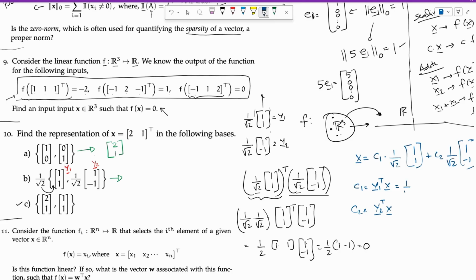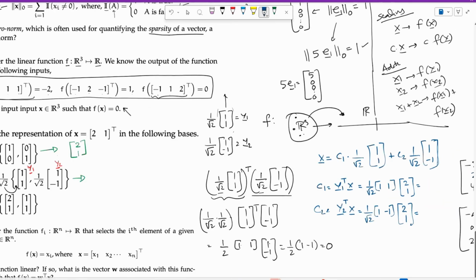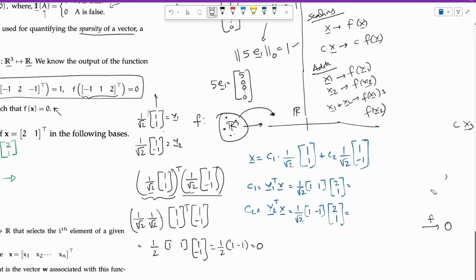Y1 transpose will simply be 1 by root 2, (1, 1), multiplied by your original vector (2, 1). That will be 3 by root 2: 1 into 2 plus 1 into 1. Now Y2: the second one will be 1 by root 2, (1, -1), times (2, 1). Is it clear? If you want to verify this, simply substitute 3 by root 2 here and 1 by root 2 here and add the whole thing, and you should get (2, 1).